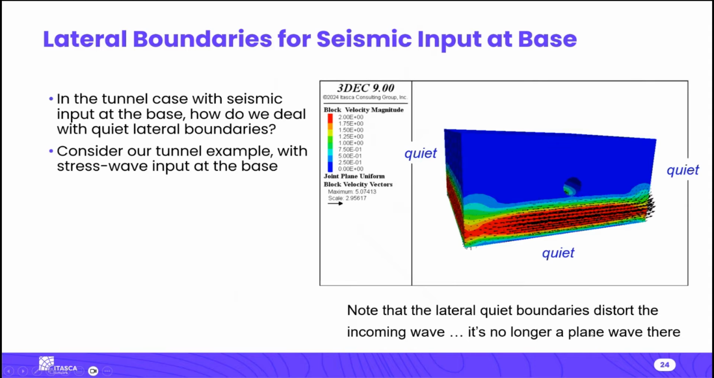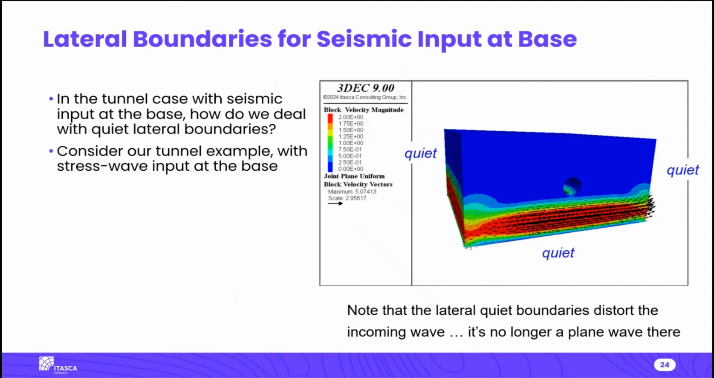Imagine that the earthquake is way down below here somewhere. By the time it gets to your model, it's a giant wave, and we want it to propagate up through the model as a plane wave. But we also don't want things to, for example, reflect off the tunnel and then reflect off the sides. We definitely don't want to have reflections off of these sides because they're not real boundaries.